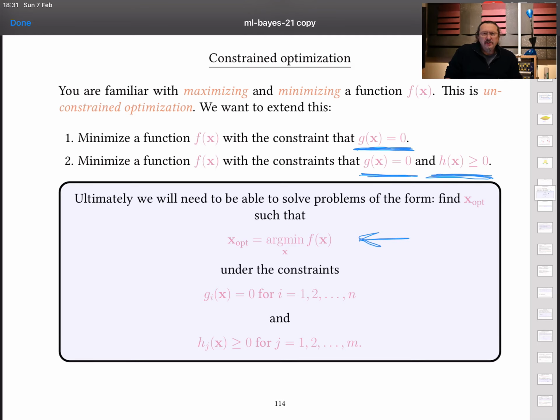And we are going to try and do that, or we're going to need to be able to do that, under a bunch of equality constraints and a bunch of inequality constraints. Okay, now that's going to be something that we need to use.